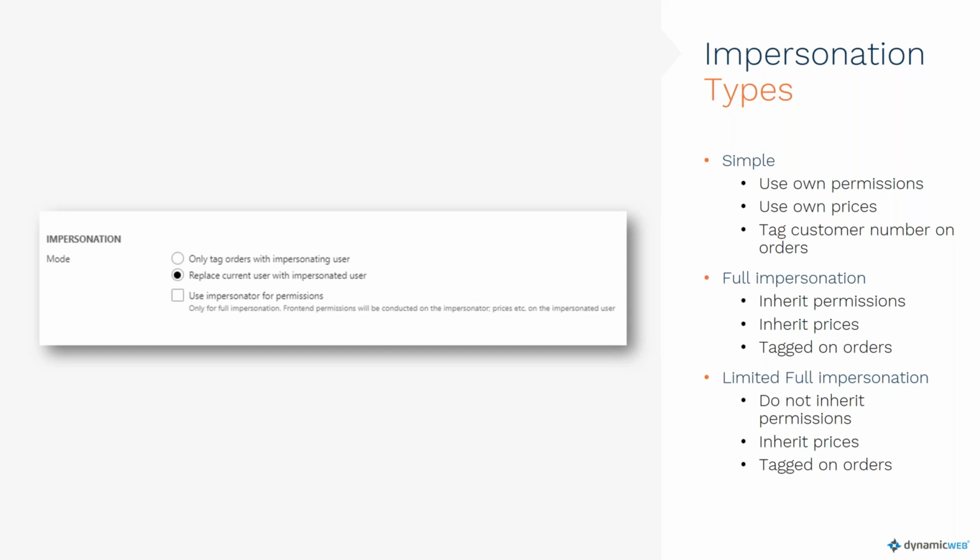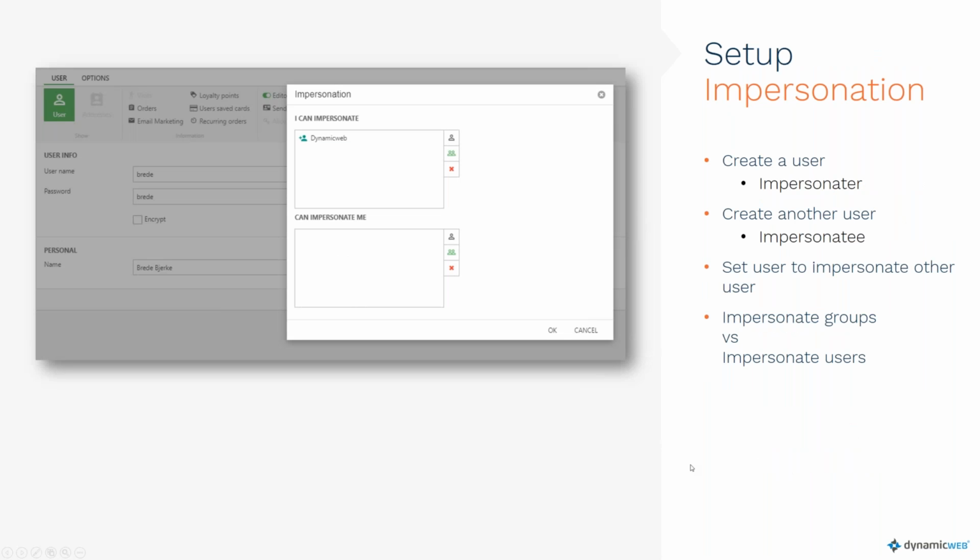Then we have the limited full impersonation. That's a really crappy name, but it's what it is, because I inherit the prices and all the things from the user I impersonate, but not permissions. I keep my own permissions. I don't know when you would use this, but it was a feature request and we'll have it. It might be useful in some scenarios. So those are the three different ways of setting up impersonation, and as I showed you, it's pretty simple to set up.